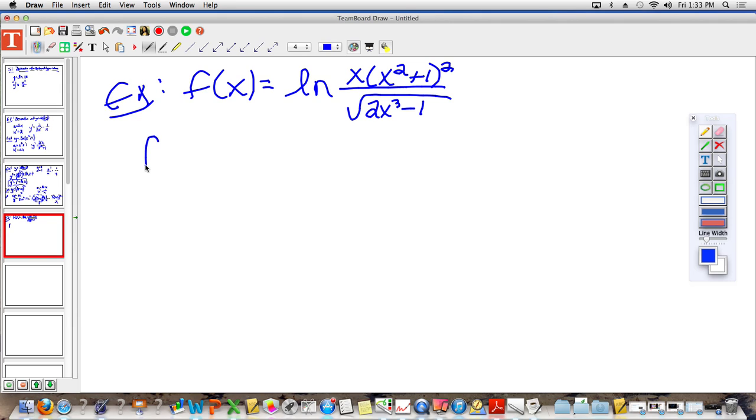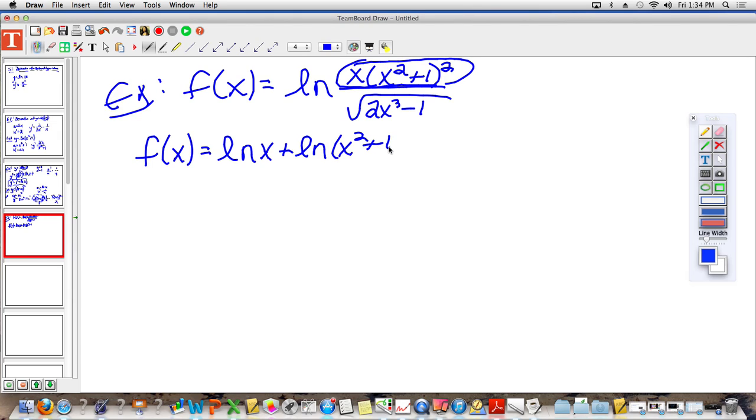So let's do a rewrite. f of x is equal to, all right, we have the ln of two things on the top that are being multiplied, divided by something on the bottom. When we're multiplying these two things in the top, you actually add them. So let's say this f of x is really equal to the ln of x plus the ln of (x squared plus 1) to the second power. Those are just the natural logarithm properties we talked about yesterday.